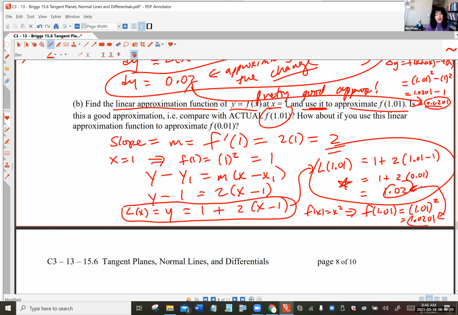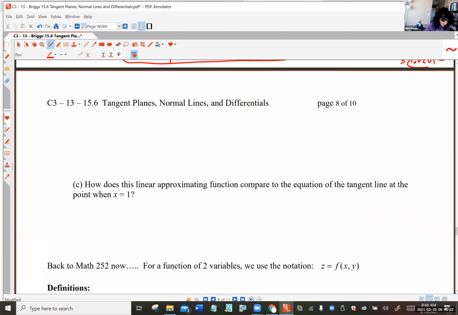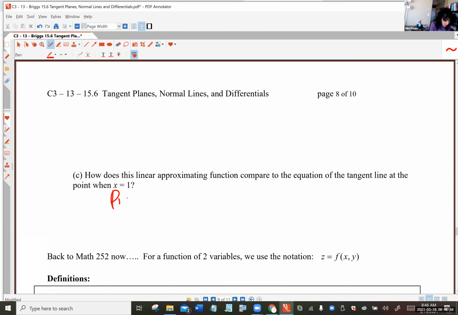Now, again, you don't want to use your approximating function for points that are far away from the point where the tangent line was found. Otherwise, it may not be so good. Okay. So I'm going to just say pretty good approximation here. And now let's get back to Math 252.